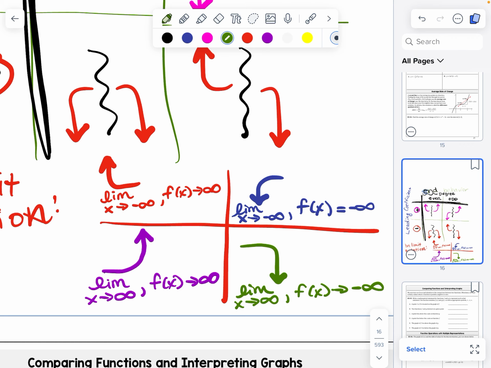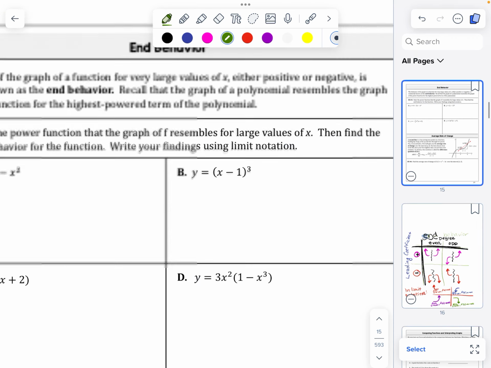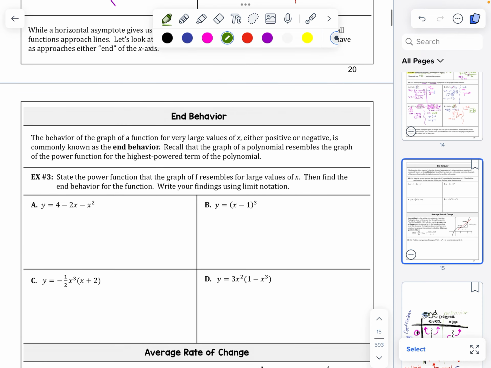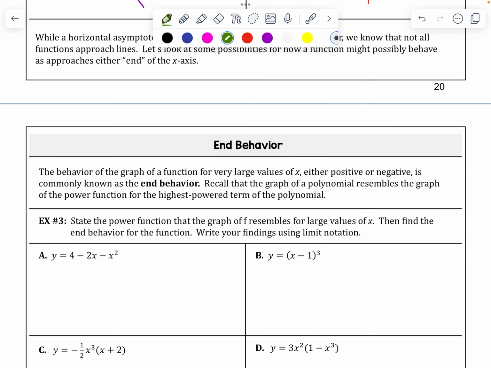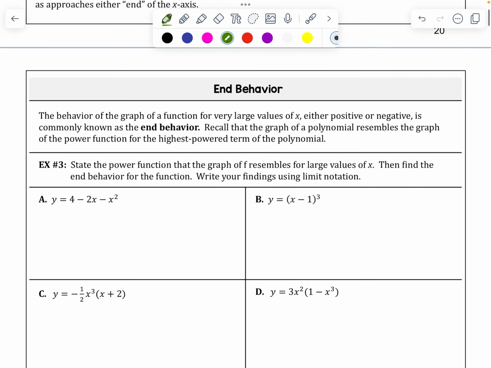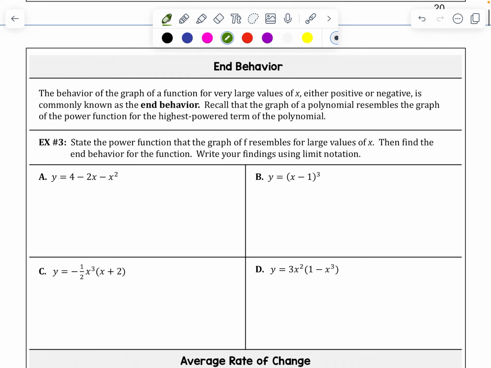All right, let's go back to our regular page. So we're talking about end behavior now. End behavior, we just had that chart, so try to go back and look at that chart to make sure that you know what we're doing, okay? Once we finish this, we'll be done with part 1, okay? End behavior is talking about what's happening on the left and the right-hand sides as we go to infinity.